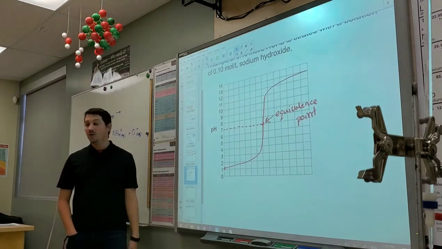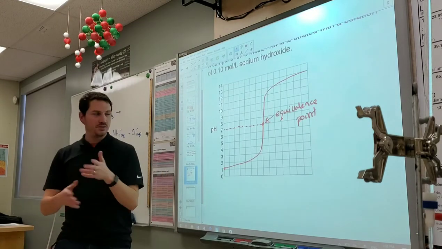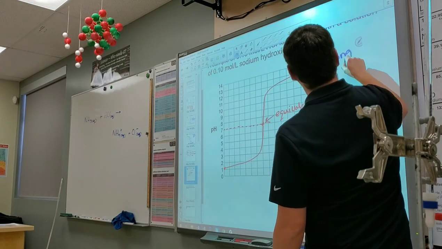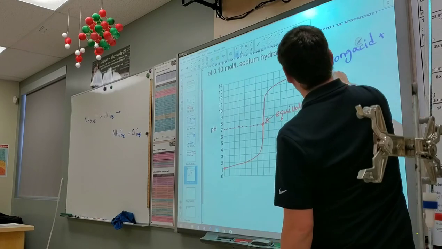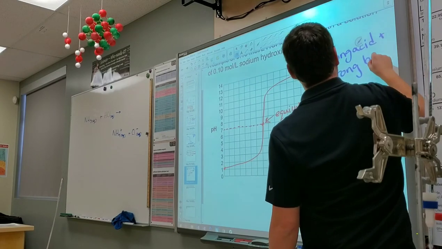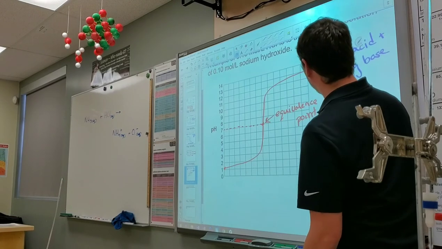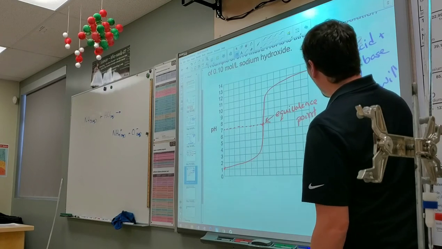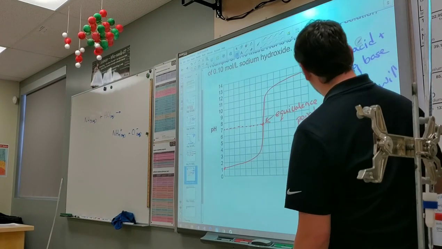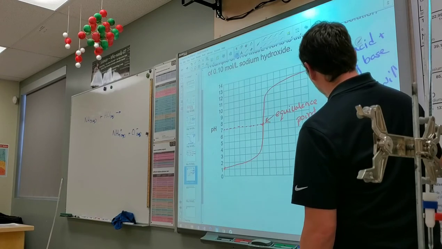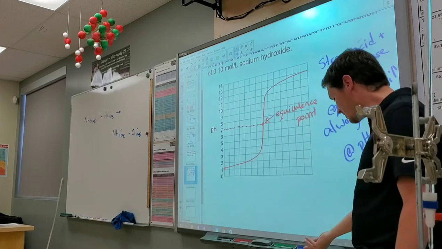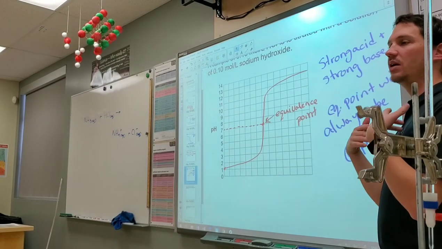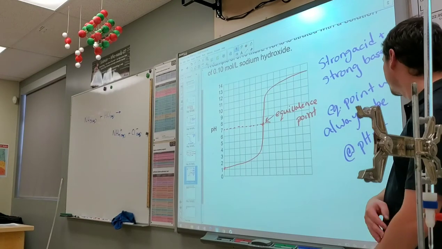Okay. So, a strong acid. Let's just say this. Anytime you have a strong acid plus a strong base, the equivalence point will always be neutral, at a pH of 7. Always. A strong acid plus a strong base gives you water, plus a neutral ionic compound.